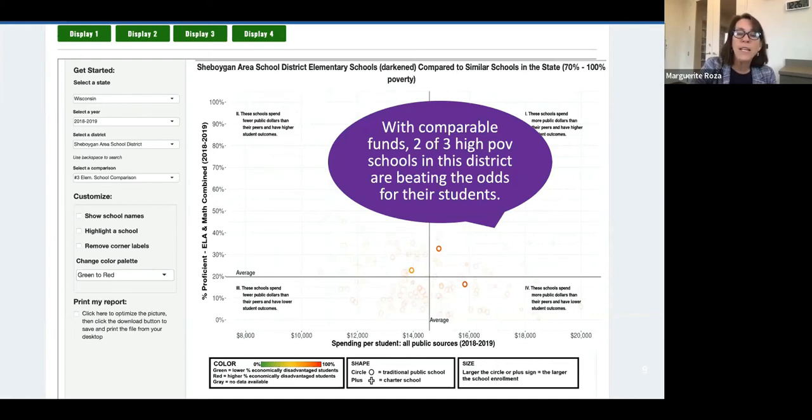And people need those legitimate comparisons in order to be able to process the information. If you are a high poverty school, you don't want to be told to compare yourself to the country club wealthy school across the way. You want to compare yourself to other high poverty schools around the state. So that's what we're doing with that one.